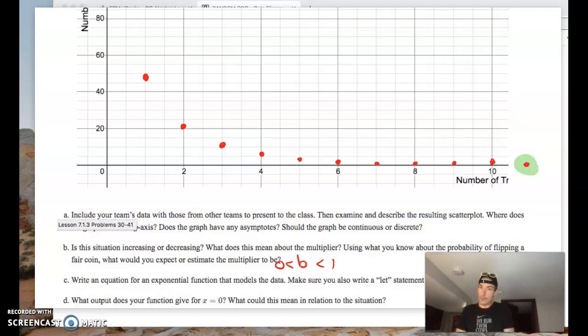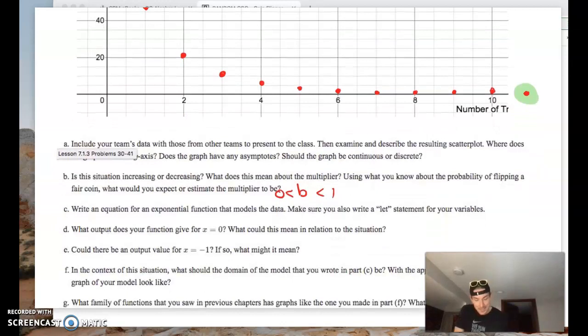Now, it's not going to be perfect because real-world data is rarely perfect, but what's our b value going to be pretty gosh darn close to? Well, it says, use what you know about the probability of flipping a fair coin. What's the probability of flipping a head and leaving it be, or flipping a tail and removing it? Is that value in between 0 and 1? I think that's going to be a pretty nice feature for us.